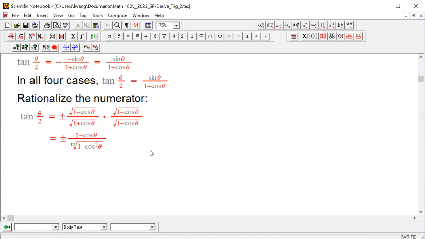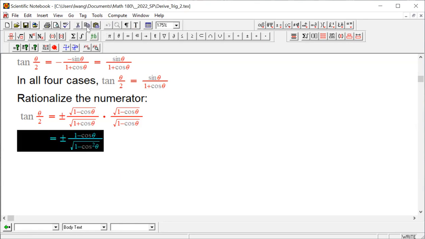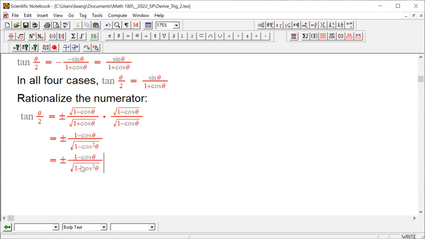Okay, so the top and bottom are taken care of. And this time the bottom is, of course, the square root of sine squared theta. And of course the bottom is equal to the absolute value of sine theta.